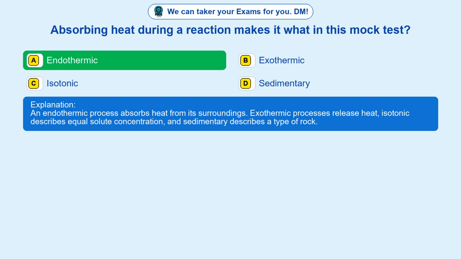Exothermic processes release heat, isotonic describes equal solute concentration, and sedimentary describes a type of rock.